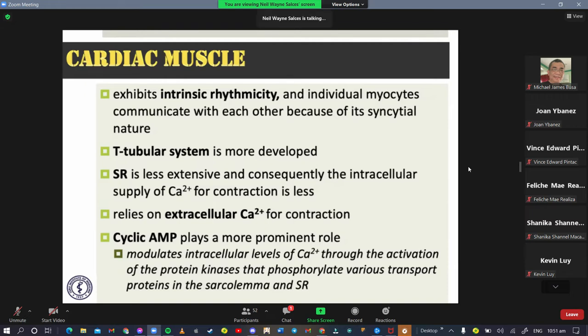Here, the T-tubular system is more developed, the sarcoplasmic reticulum is less extensive, and consequently, the intracellular supply of calcium for contraction is also less. So basically, the cardiac muscle relies on the extracellular levels of your calcium for contraction. Your cyclic AMP plays a more prominent role in cardiac muscle as it modulates the intracellular levels of calcium through the activation of your protein kinases that phosphorylate the various transport proteins in the sarcolemma and your sarcoplasmic reticulum.